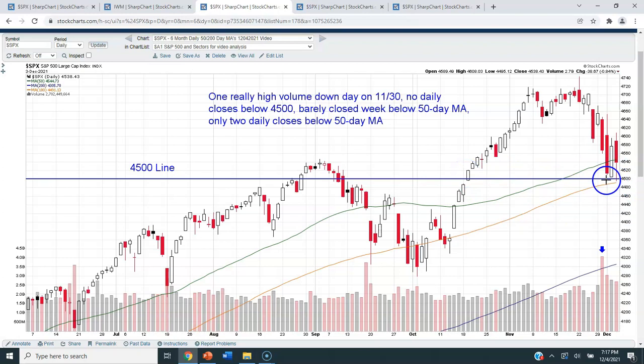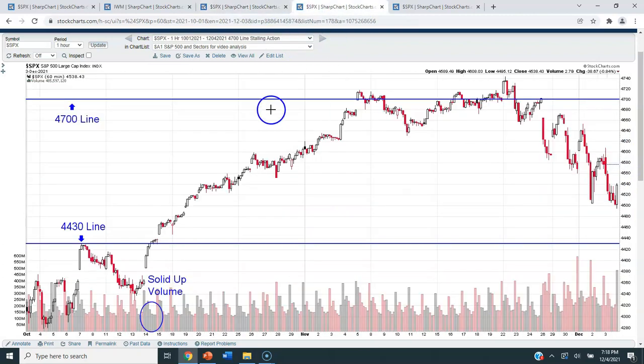We're still above the 100-day moving average. Haven't even touched that. Barely closed below the 50-day moving average. So far I'd say it's not horrific. All right. Now let's move to an hourly chart of the S&P 500.